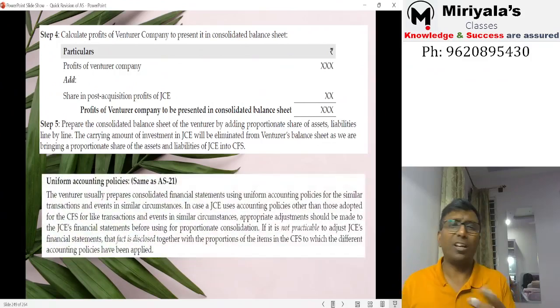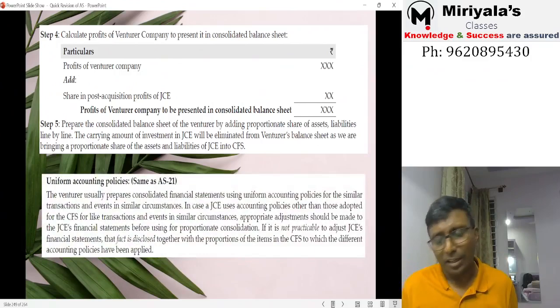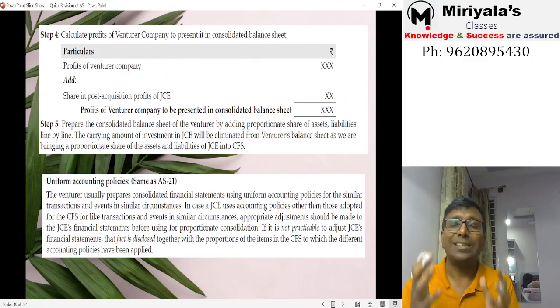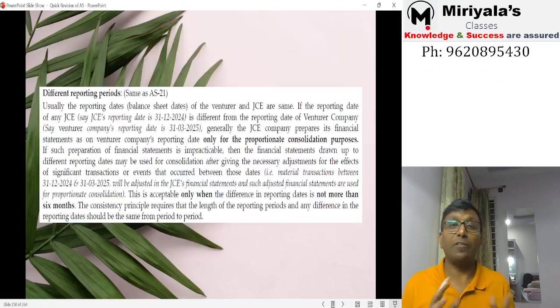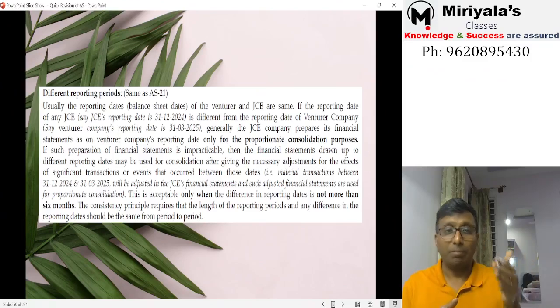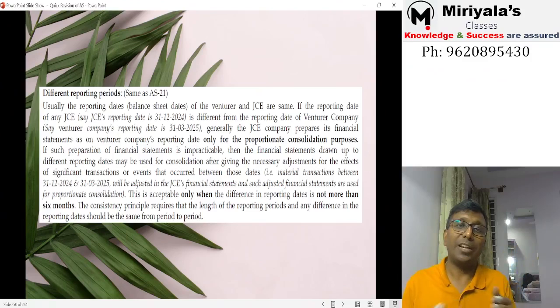Again here also uniform accounting policies are required. If you don't have uniform accounting policies, you are supposed to make necessary adjustments to the financial statements, and only later do the consolidation. Otherwise it won't give a correct picture. In case of different accounting periods, the same 6 months concept is there. If the gap between the venturer balance sheet date and the venture balance sheet date is more than 6 months, you are not supposed to do the consolidation. If it is less than 6 months, it is acceptable.